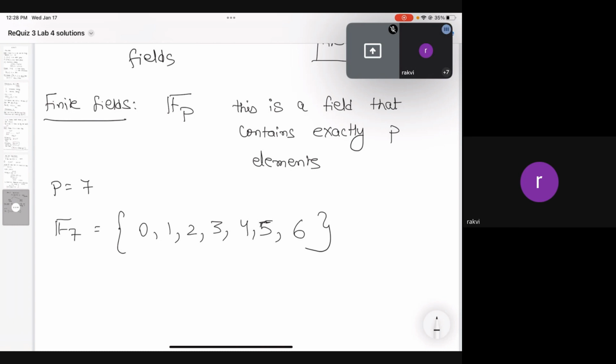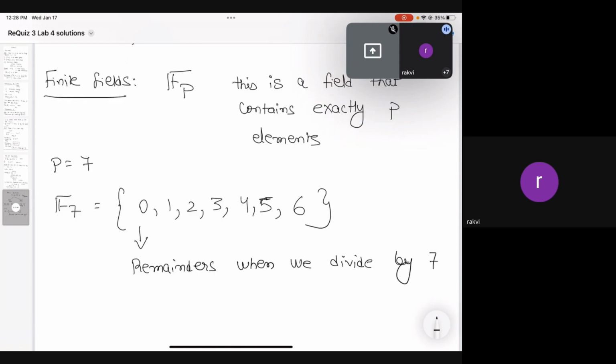Think of these numbers as remainders when we divide by 7, the mod operation. In general, if you divide by any number n, there are n possible remainders, from 0 to n minus 1, and n is basically 0. So this is how we identify them. 0, 1, 2, 3, 4, 5, 6 are distinct classes of remainders.